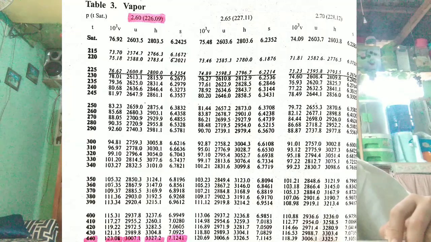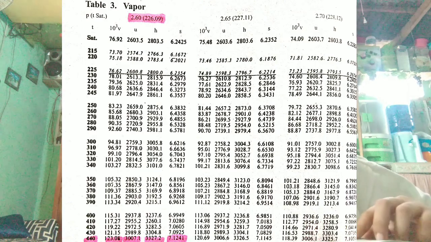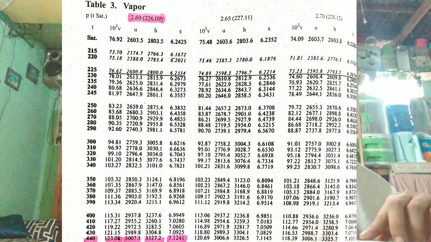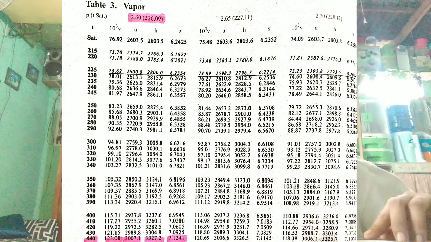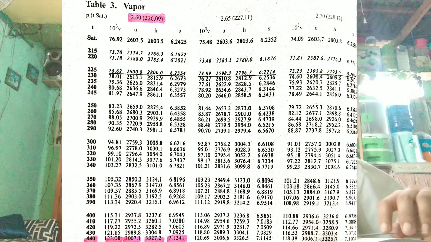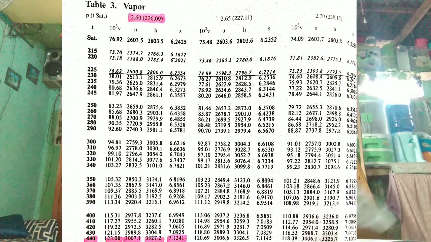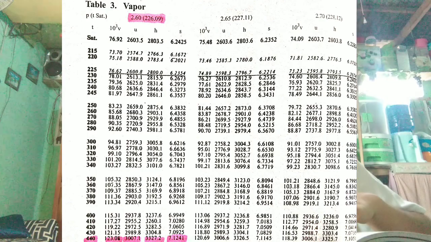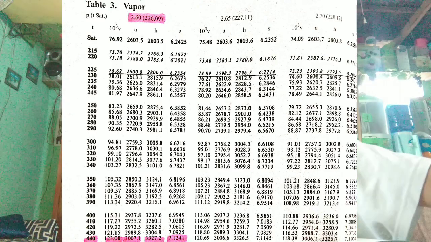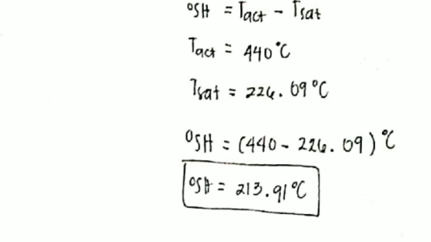So, our T-act is 440 degrees Celsius, and our U, the specific internal energy, is 3007.1 kilojoules per kilogram, and our H, the specific enthalpy, is 3,327.2 kilojoules per kilogram. So we have obtained the required values. Our next step is the superheated. Superheated is equal to T-act minus TSAT, where our T-act is 440 degrees Celsius.